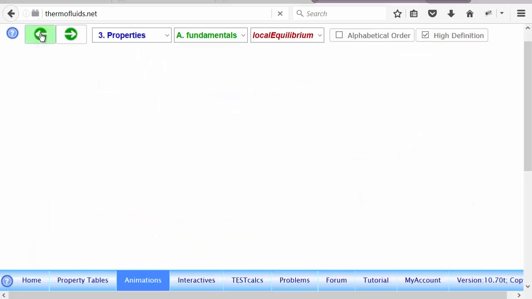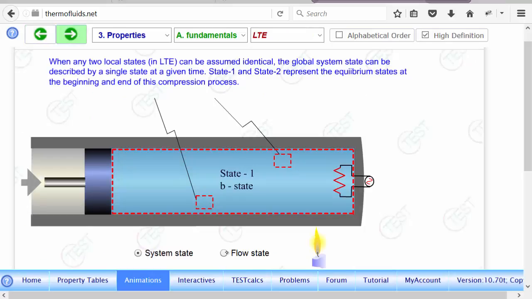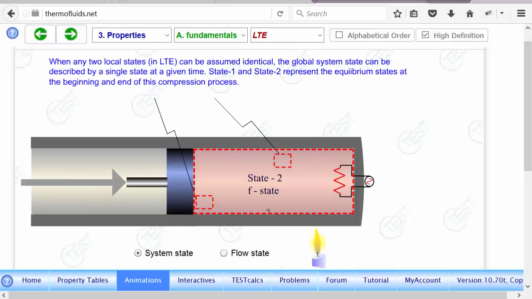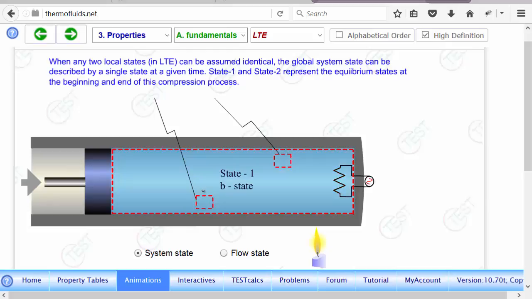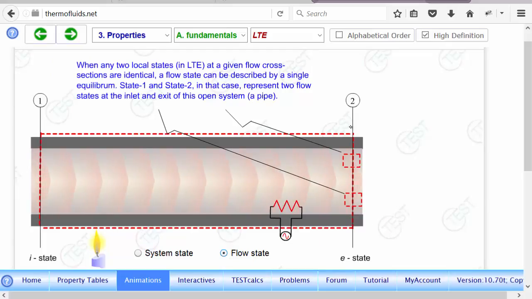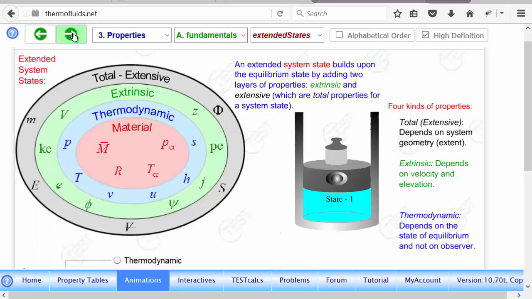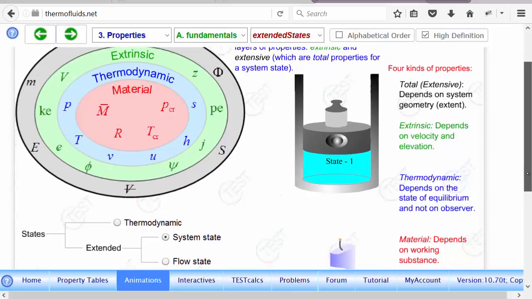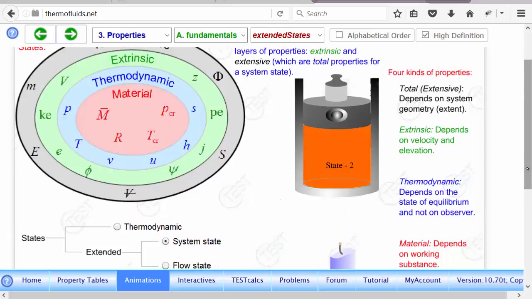So as you notice, in both system state and flow state, the concept of local equilibrium plays a heavy role because we are assuming that all across the system, for a system state, all the local equilibriums are identical. Similarly, across this cross section, all the local equilibriums are assumed identical so that a single state can describe the flow state. So that means the thermodynamic equilibrium is so important to describe either a flow state or a system state. So we have done that in chapter 1, but let's rehash that concept once again.